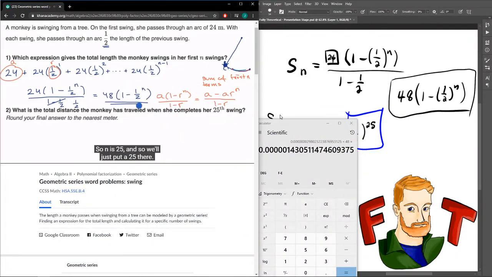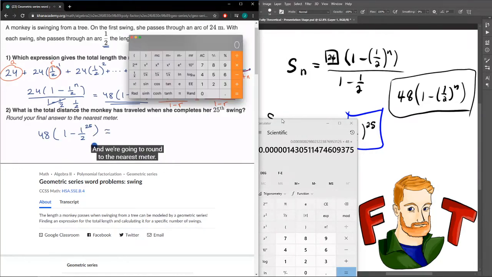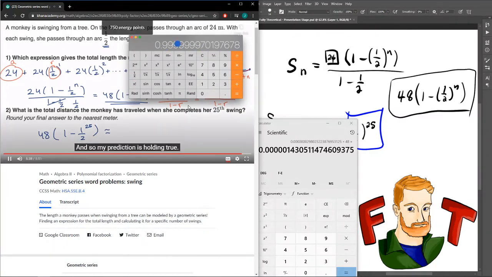So n is 25, and so we'll just put a 25 there. So that's going to be 48 times 1 minus 1/2 to the 25th power. Now this is going to be a very, very small number, so it's actually going to be pretty close to 48 meters. But let's see what this is equal to. We're going to round to the nearest meter. All right, so let's get our calculator out. And so let's just evaluate 0.5 to the 25th power, which as we predicted, is a very small number. And then we're going to subtract that from 1, and so that is very close to 1, and so my prediction is holding true.